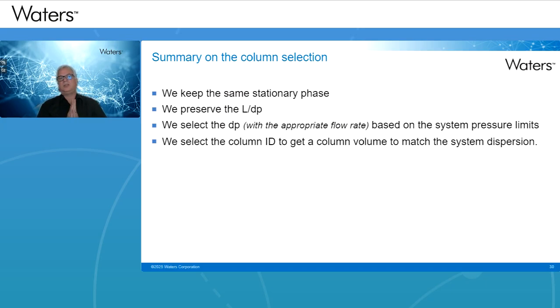So now, in terms of column selection, from the original method that I saw in the publication, I will keep the same stationary phase, whatever it is. I will calculate the L over dP to select the particle size that will be appropriate, with the flow rate that will be appropriate for my system, for the back pressure limit that you have on your system. And then you will select the column ID to match the system dispersion. High dispersion, high column ID. Low dispersion, you can go with a smaller column ID and save solvent. Okay, so that's good for the column.